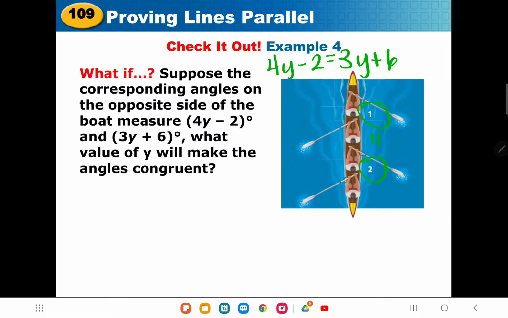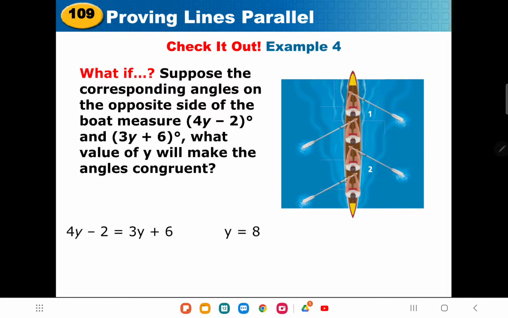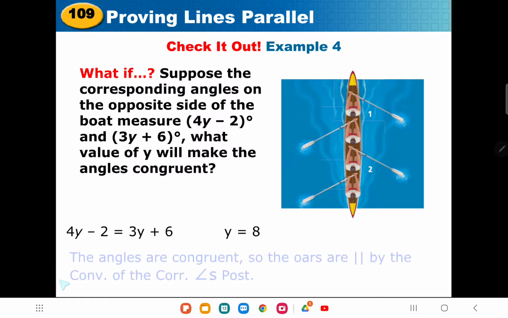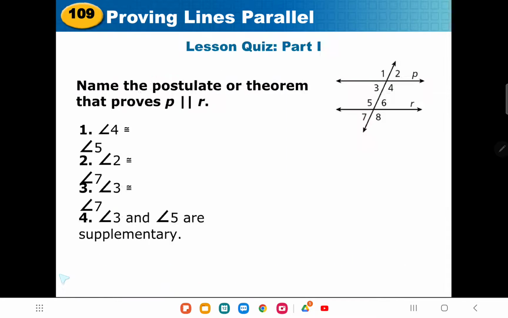This should be pretty quick to solve. You may even be able to solve it by inspection. Let's check this out and see what answer we get. Here's our equation, and here is our solution. Y equals 8 is the value that will make the angles congruent. Now the lines are also parallel by the converse of the corresponding angles.